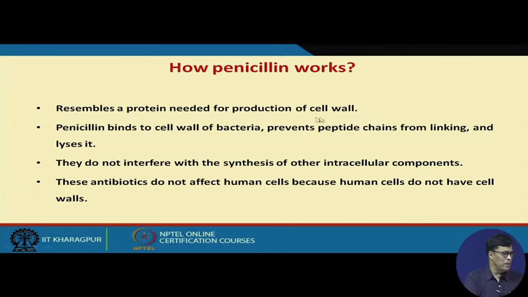Now the question comes, how does penicillin act on the pathogenic organism that causes the wounds? It is very interesting. Its structure is quite similar to the protein needed for cell wall formation. Penicillin binds with the cell wall of the bacteria, prevents the peptide chains from linking, and lyses it. Lyse means it kills, it destroys the cell. They do not interfere with the synthesis of other intercellular components; the main purpose of penicillin is to inhibit cell wall formation in the bacteria. Since the cell wall formation of the bacteria is inhibited, the bacteria will be killed. That is how penicillin works.